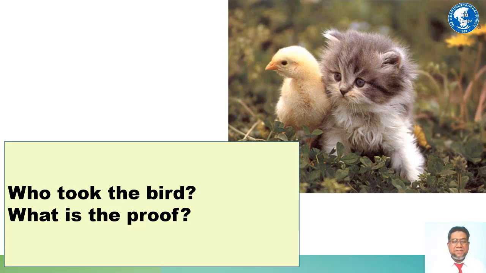You're absolutely correct. The kitten took the bird. And what is the proof? It's the picture. The picture shows the kitten is with the bird. What kind of bird is that? Oh, that's right. That's a chick. A baby chicken. A chicken is a bird. Moving on.